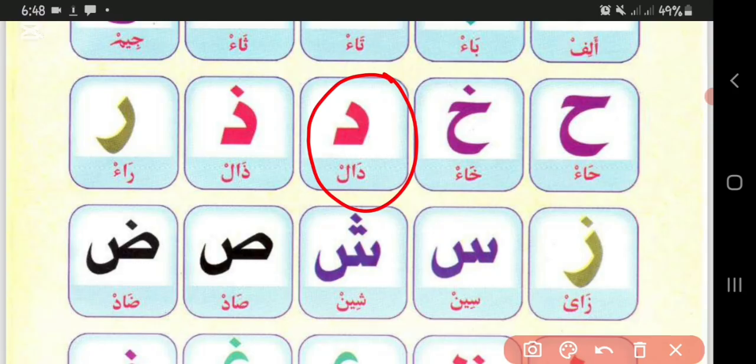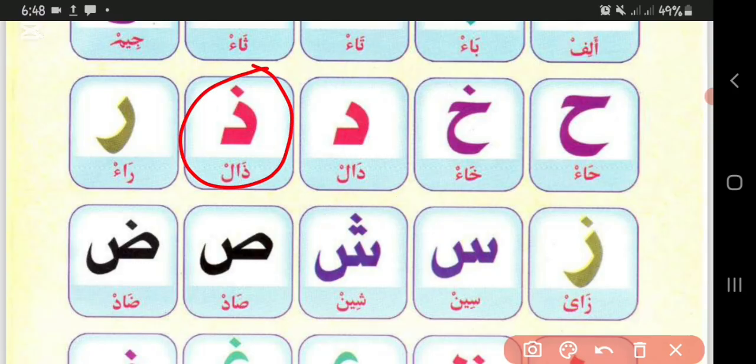But if it has a dot, it is the other one, because when we look at these letters of Arabic, they arrange letters that look alike side by side. Look at the case of ba, ta, tha, and the case of jim, ha, kha. They look alike, and it's only the dot that differentiates them from one another. The same applies to dal and the other letter, zal.